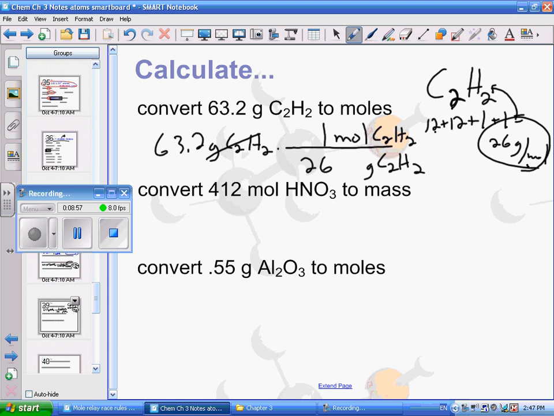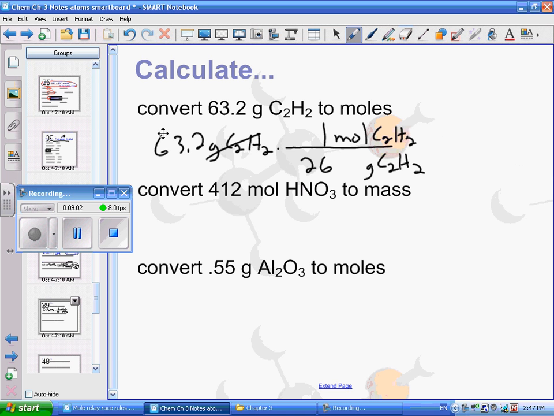By the time I hit equals, I'll have 63.2 divided by 26.0. I should probably get 3 sig figs. 63.2 divided by 26.0 gives me 2.43. So all you're doing extra in this step is adding up the molar mass of the full molecule.